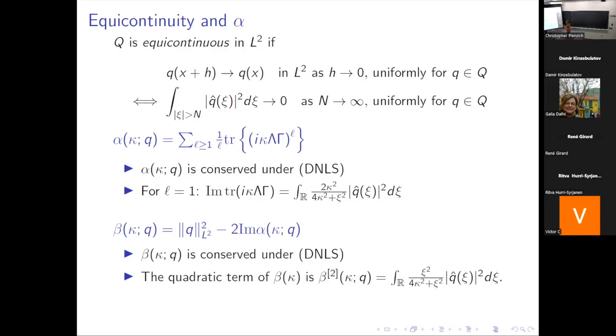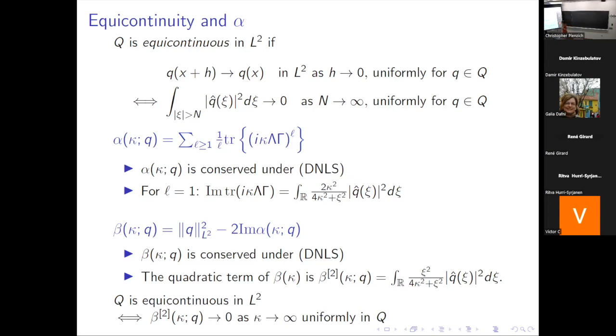Okay, and this thing really captures the high frequency part of Q, the square of the L2 norm of the high frequency part of Q. I think we all understand what I'm talking about. In other words, Q will be continuous in L2 if and only if the quadratic part of beta converges to 0 as kappa goes to infinity uniformly in Q. Okay, so really these new conserved quantities hold the key to equicontinuity.